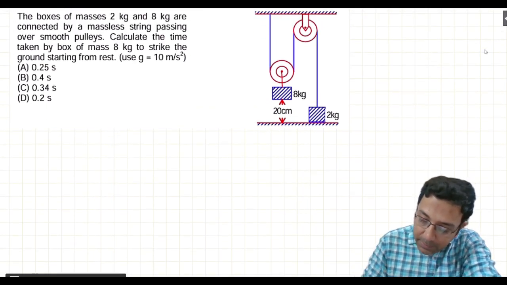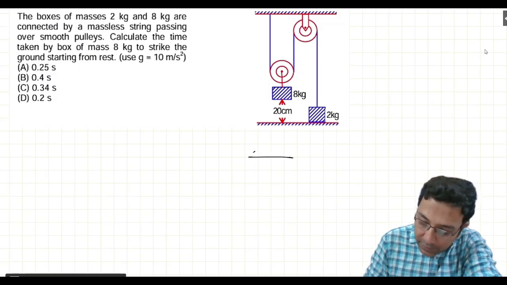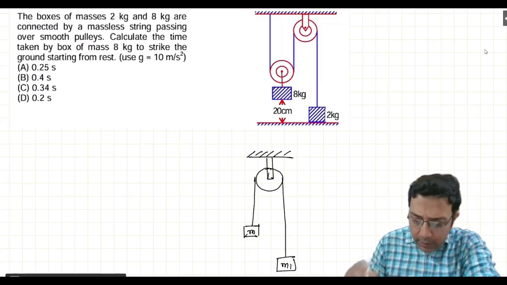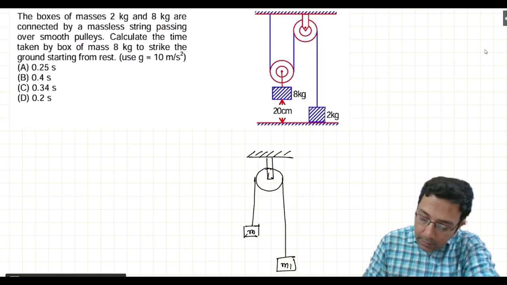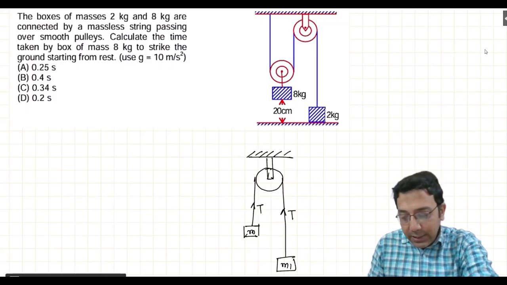Okay, so here, let me just tell you one thing. If I draw a simple pulley system before solving, let's say this is the pulley, and on one side there is a mass M, on the other side there is mass m1. And this is also tension, this is also tension. T is the tension in the string.